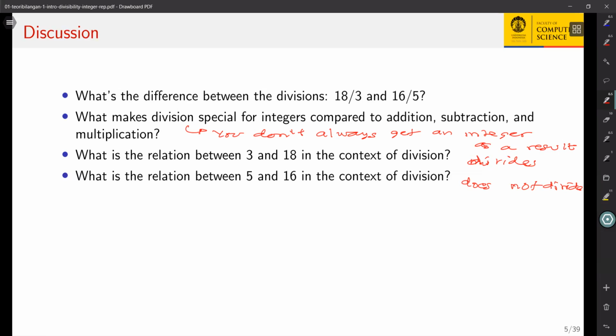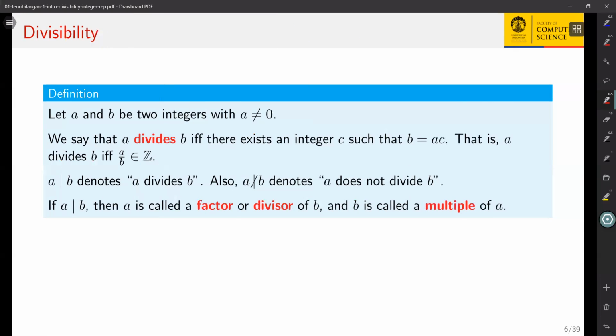Therefore, one of the first things we learn about integers in the context of number theory is the division operation, where the regular division does not always give us an integer. So we have to look at this more carefully. Now, in number theory, the relation of, for example, 3 divides 18 is called the divisibility relation.